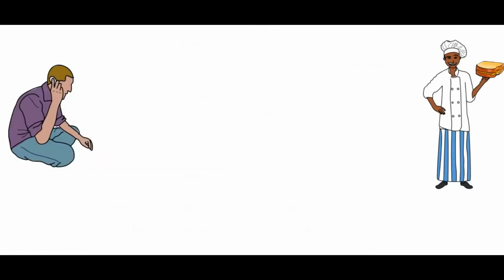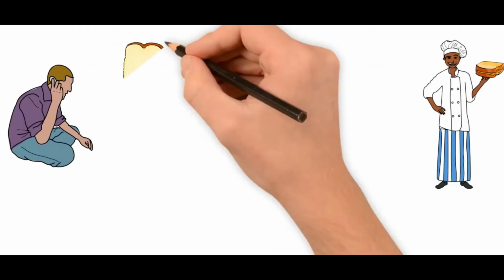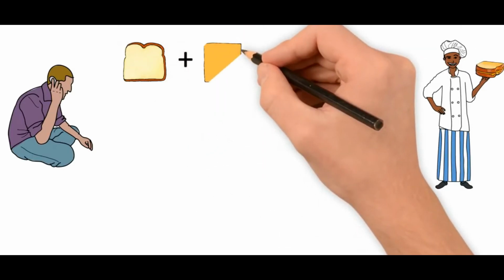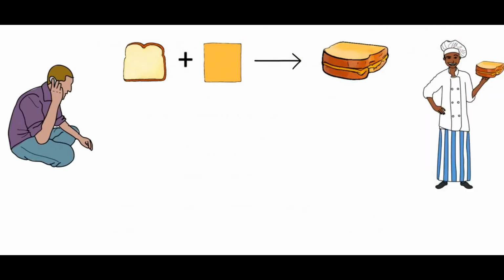Imagine for a second that you're home alone and craving some grilled cheese sandwiches. So you call up your friend and say, "Hey, how do you make a grilled cheese sandwich? How much bread? How much cheese?" you ask. 2 slices of bread and 1 slice of cheese is all you need to make one sandwich, he said. So there you go, you've got your recipe. In chemistry, the recipe is the balanced chemical equation.